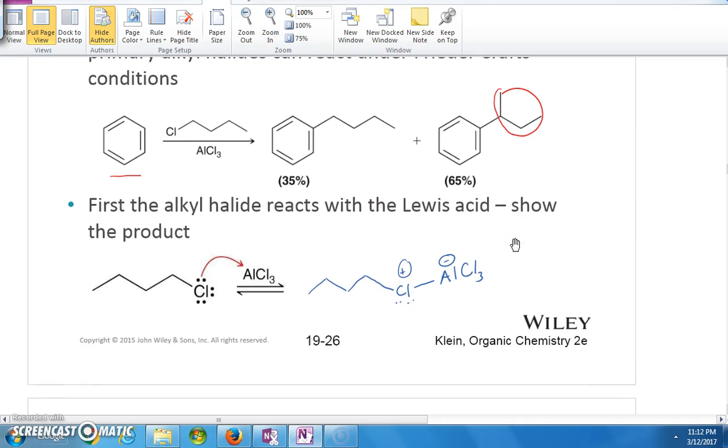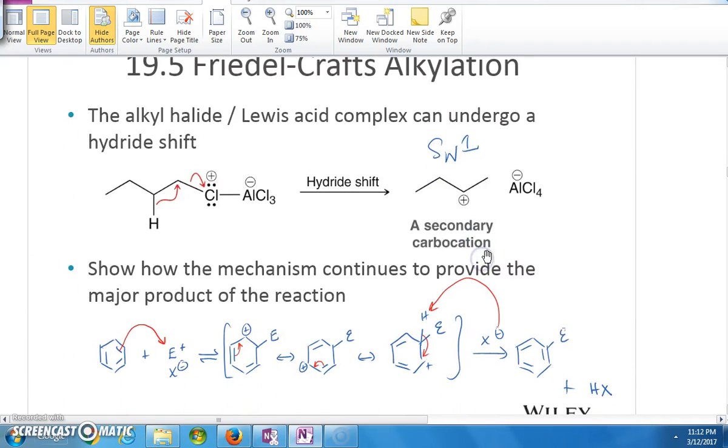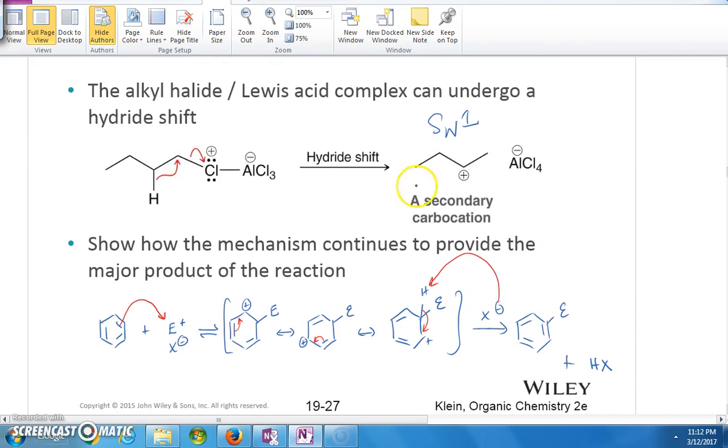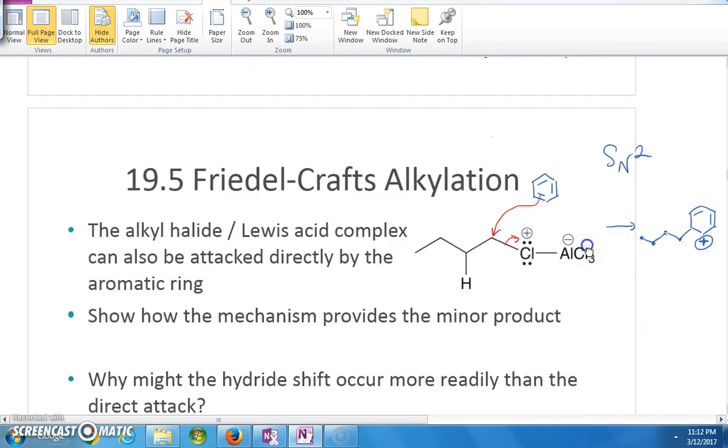First, the alkyl halide reacts with the Lewis acid, as you can see. That leads to this activated complex, and this is where the electrophile is generated. And once the electrophile is generated, then the reaction continues. But notice that because a primary carbocation is less likely, a hydride shift occurs. You have a hydride shift occurring to give the secondary carbocation. And the secondary carbocation now reacts with the benzene nucleophile to yield the substituted benzene.